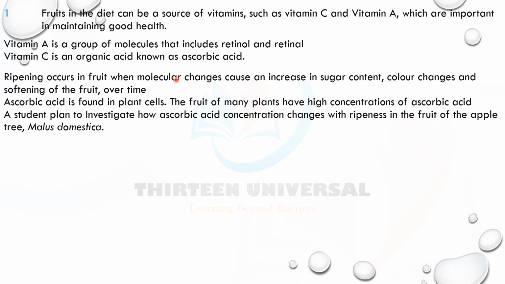Remember, there's always a clue to your answer in the background information, the background context. Pay attention. Ripening occurs when molecular changes cause an increase in sugar content, color changes, and softening of the fruit over time. If I were you, while I'm doing this exam, I'm just underlining some of this key stuff. Ascorbic acid is found in plant cells. The fruit of many plants have high concentrations of ascorbic acid.